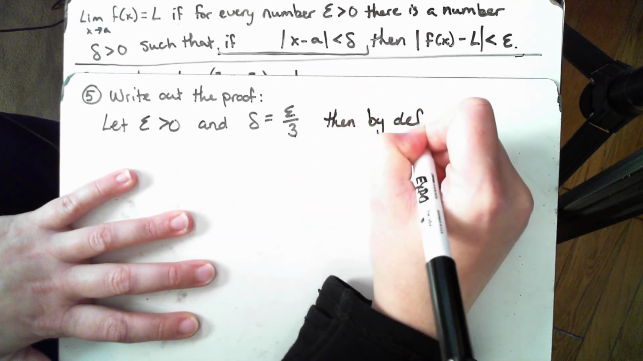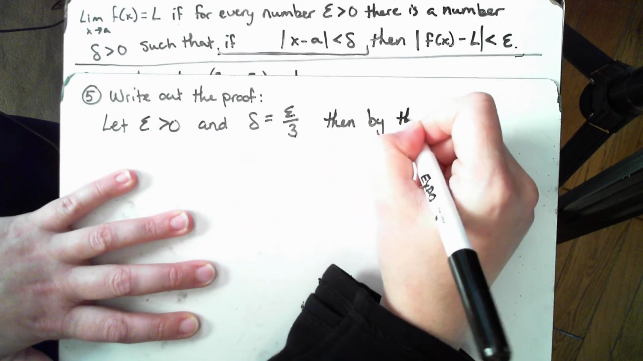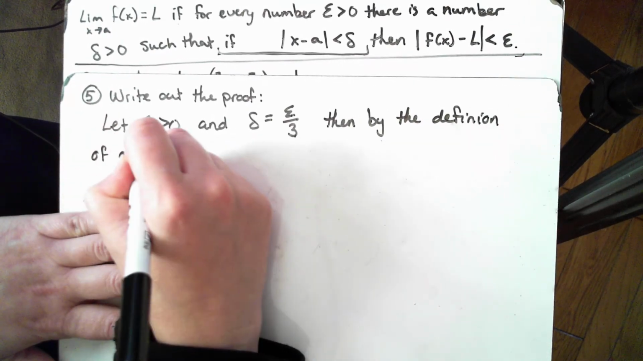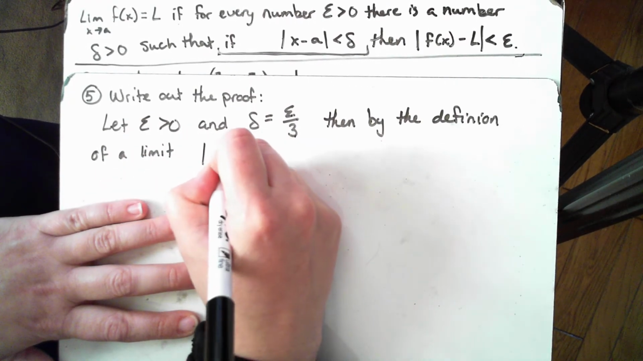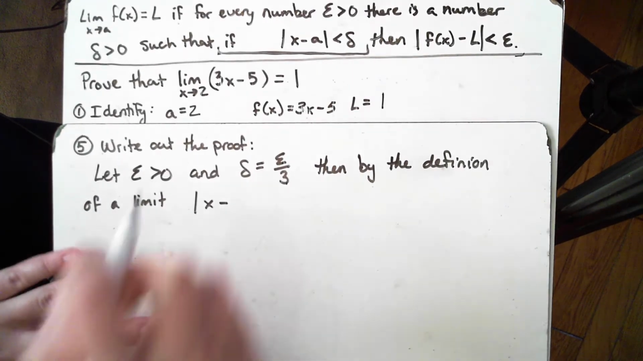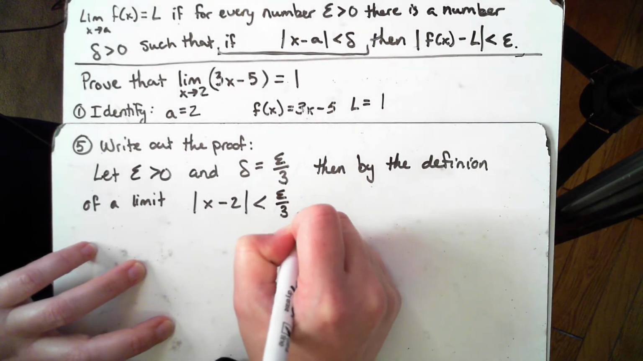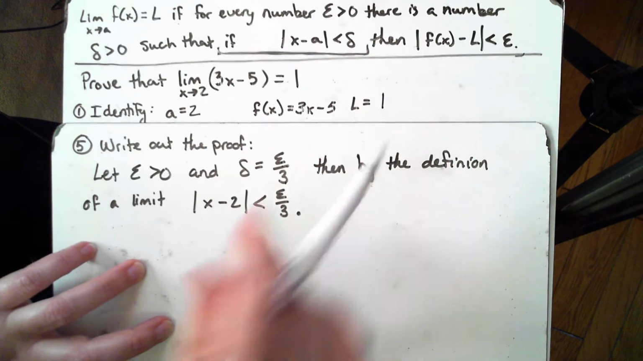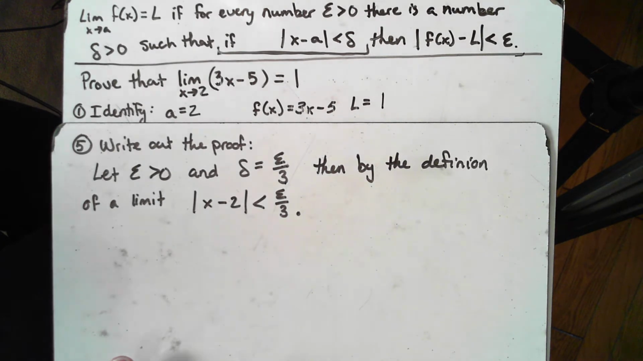So I'm going to say then, by the definition of a limit, I know that the absolute value of x minus my a value, which happened to be, let me steal it from here, 2, has to be less than epsilon over 3. Because I just took this and put it in where the delta was, because that's what I set delta to be. Okay, so we are almost there.